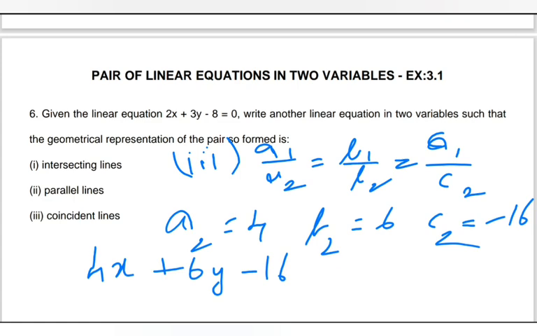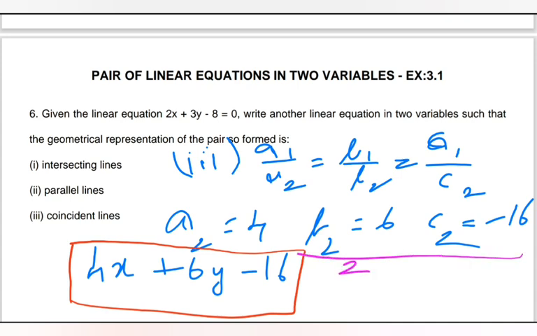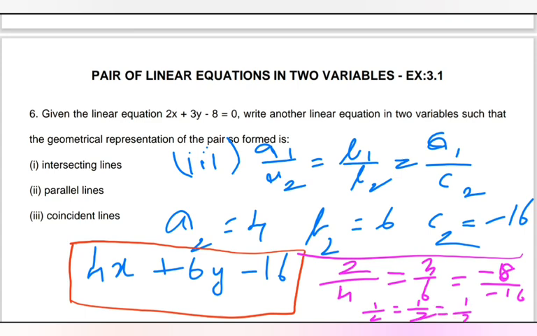Okay, let's try with the condition whether it satisfies or not. The condition: a1 is 2 and a2 is 4, b1 is 3, b2 is 6, and c1 is minus 8, and c2 is minus 16. So 1 by 2 is equal to 1 by 2 is equal to 1 by 2. So it is satisfied. So the equation is coincident, the equation is correct. Let's go to the last sum of this exercise.